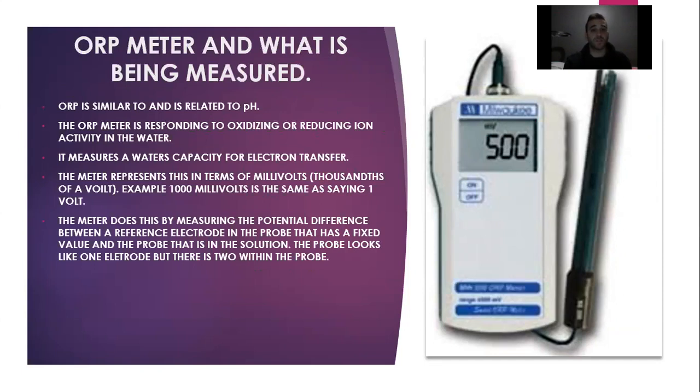The meter does this by measuring the potential difference between a reference electrode in the probe that has a fixed value and the probe that is in the solution. The probe looks like one electrode, but there are two within the probe. If you see the probe in the picture, that's a long blue plastic piece. On the tip of it, there's a metal sensor, and these are normally noble metals like platinum or gold.